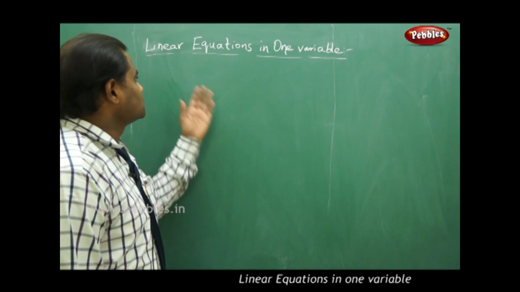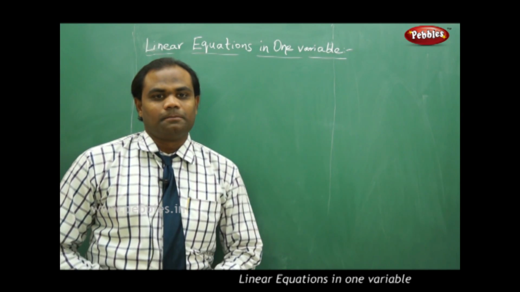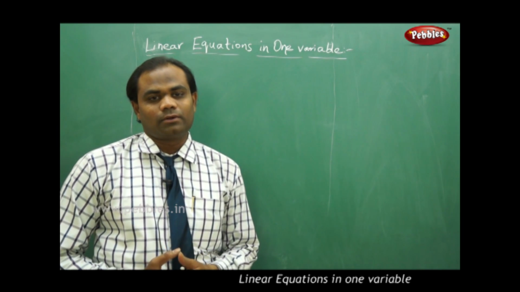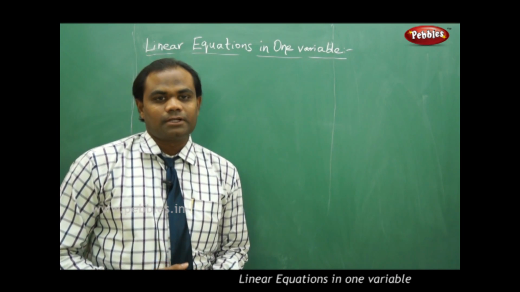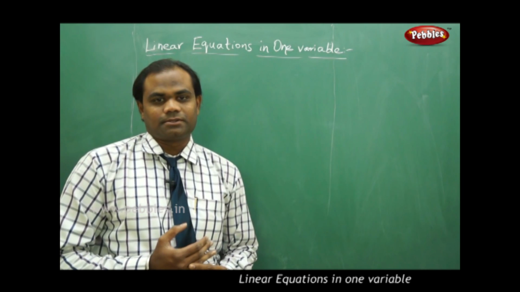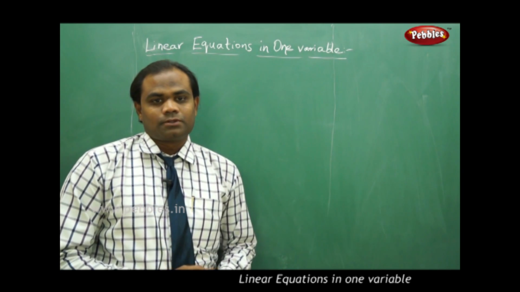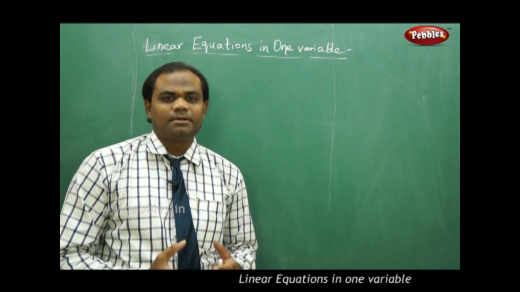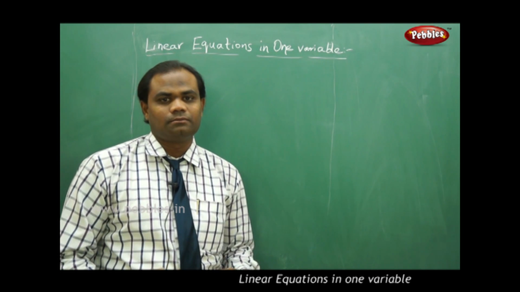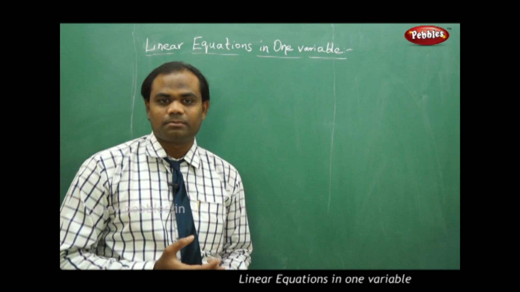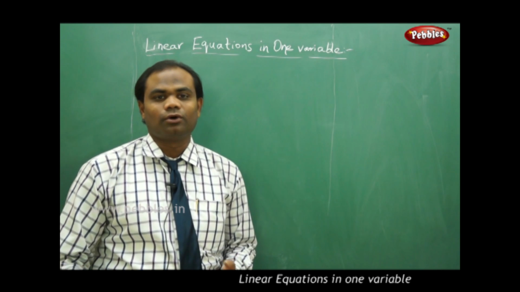So this topic is about linear equations in one variable. Before we discuss linear equations in one variable, let's come back to algebraic expressions or algebraic equations. An algebraic expression was expressed in various forms where we had one term, which was called a monomial, two terms, which was a binomial, and three terms, a trinomial.